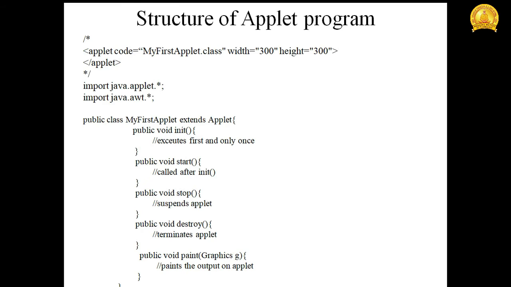When you run this applet program, the output will be seen in a browser window. So a browser window will be opened here. Nothing is printed on the screen, though you'll get an applet window with a width of 300 and a height of 300. To run this program, you can also run it using Applet Viewer. First compile the program: javac MyFirstApplet.java. Then you can run it using Applet Viewer: appletviewer MyFirstApplet.